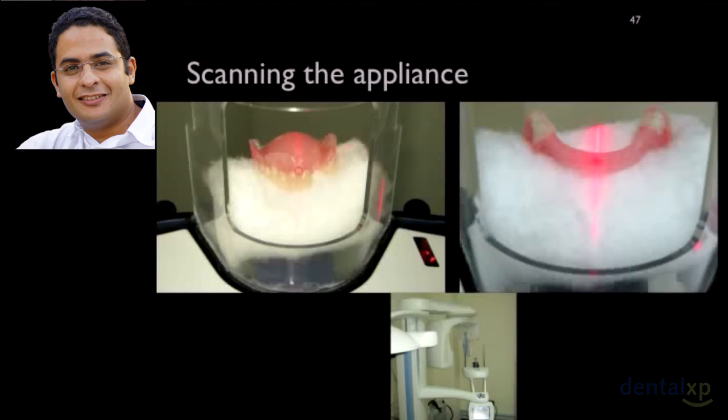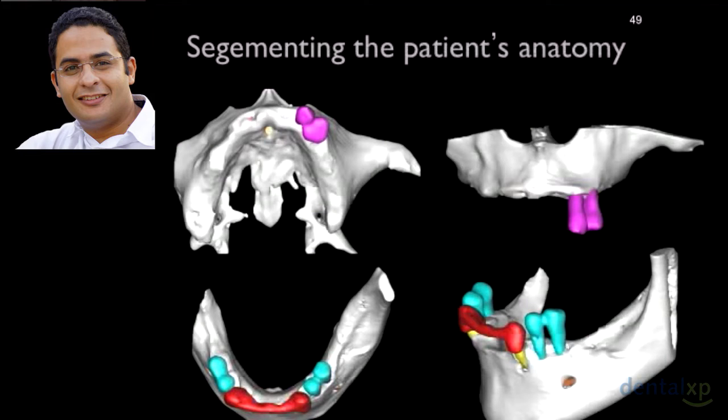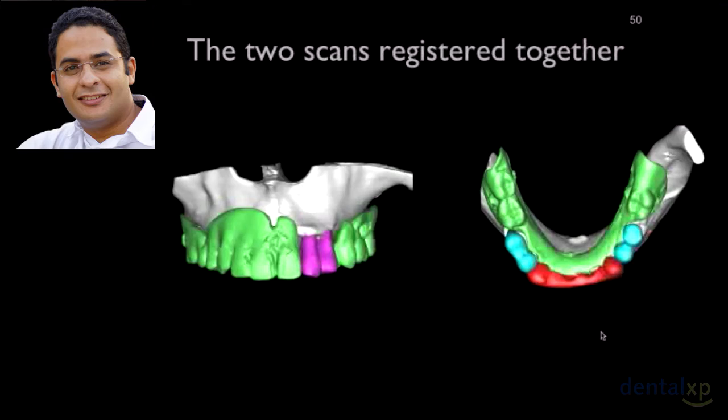Okay, so as we said, we did a scan with the patient wearing the appliance, then we did a second scan of the appliance alone, and then we did segmentation for the upper and lower appliances, then segmenting the patient's anatomy, as we see here: the bone, the teeth, and the lower arch, the bridge, and the teeth. And then we do a registration of the two scans together, so now we have the denture in the same place as it was in the mouth.